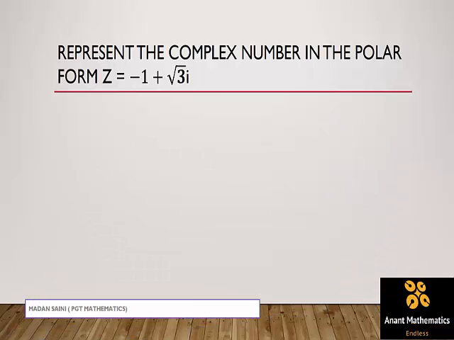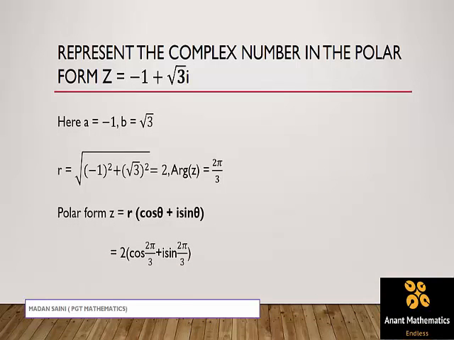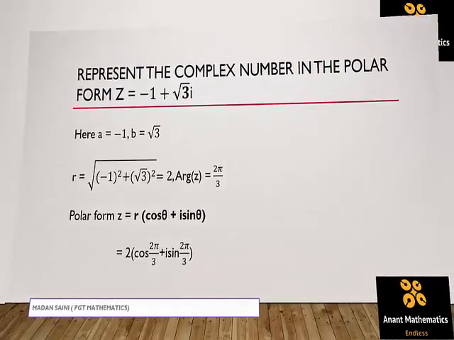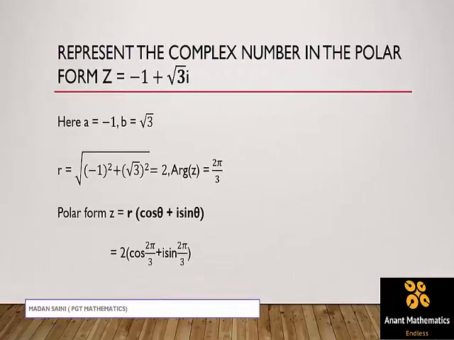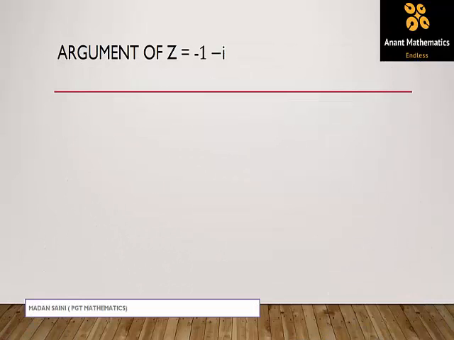Here we are going to write this complex number in the polar form. Calculating modulus, that is 2, and argument of z is 2 pi by 3. So the polar form of the complex number is 2 times cos 2 pi by 3 plus iota sin of 2 pi by 3.